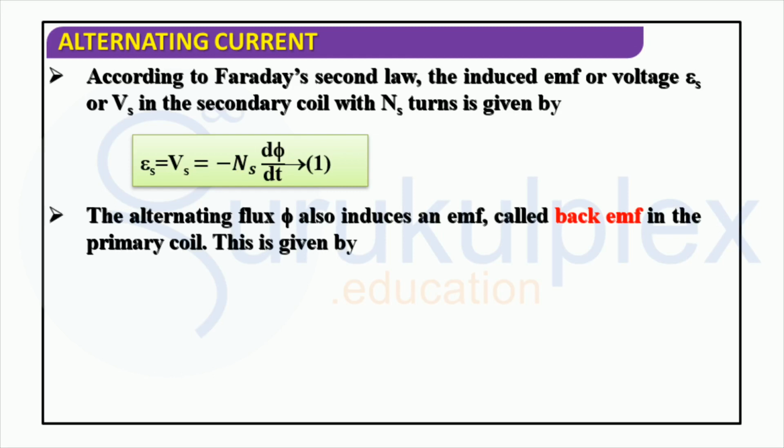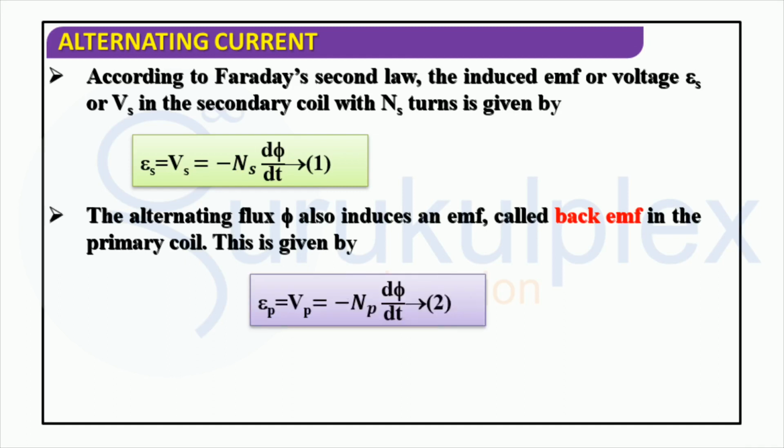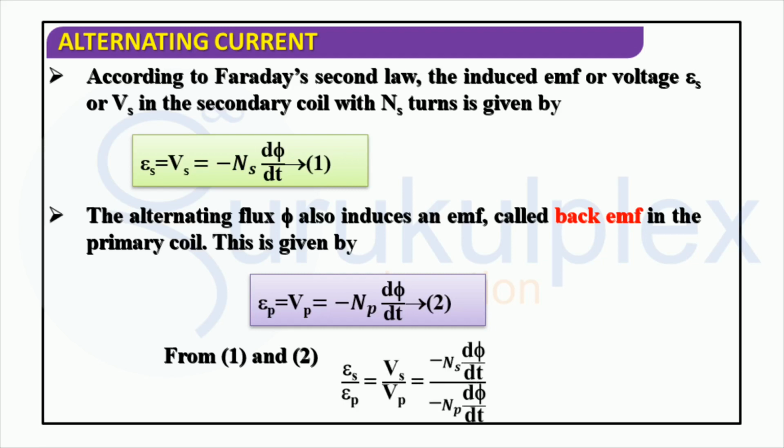Additionally, the alternating flux produced in the secondary coil also causes a back electromotive force in the primary coil, Ep equals Np times d phi by dt, where Np is the number of turns in the primary coil. Combining these two equations results in a formula for the input voltage and output voltage, Vp equals Np over Ns times Vs. This formula demonstrates how mathematics can be used to interpret and explain the behavior of physical phenomena.